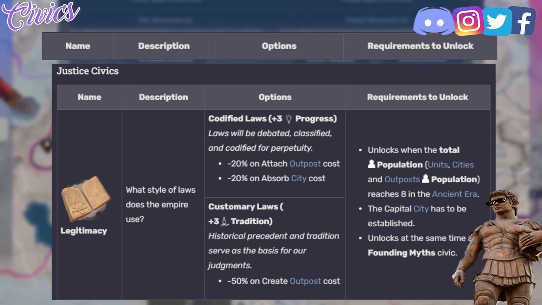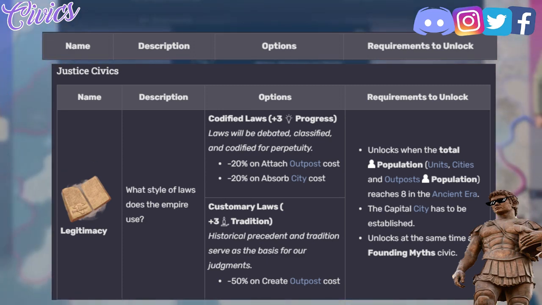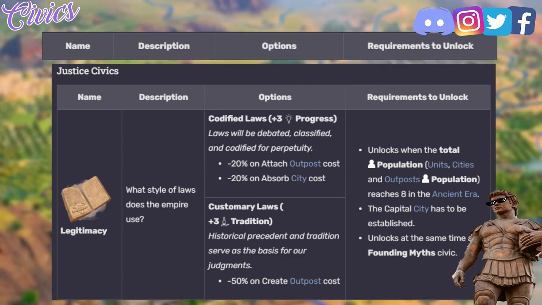Unlocks when the total population, units, cities, and outposts population reaches 8 in the ancient era. The capital city has to be established. Unlocks at the same time as founding myths civic.